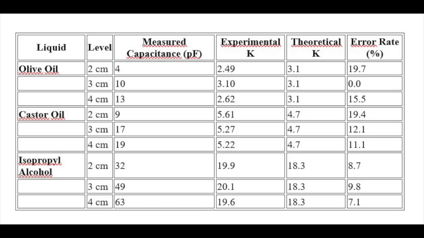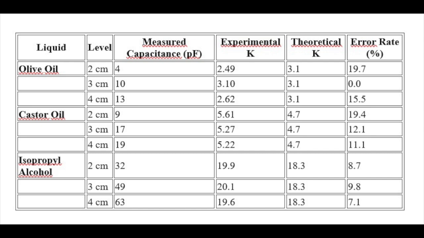Starting with olive oil at 2 centimeters high, I measured a capacitance of 4 picofarads, which gave me an experimental K of 2.49 with 19.7% error. At 3 centimeters, things worked out perfectly, and I measured 10 picofarads, leading to a value matching the theoretical one. At 4 centimeters, I measured 13 picofarads, giving a K of 2.62 with a 15% error.